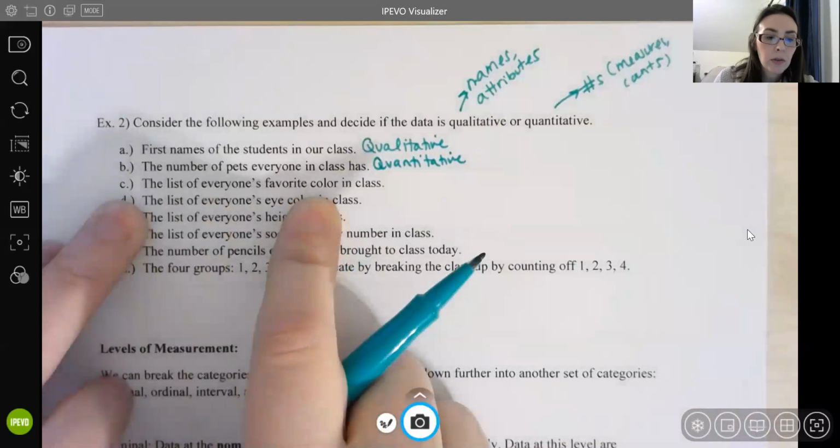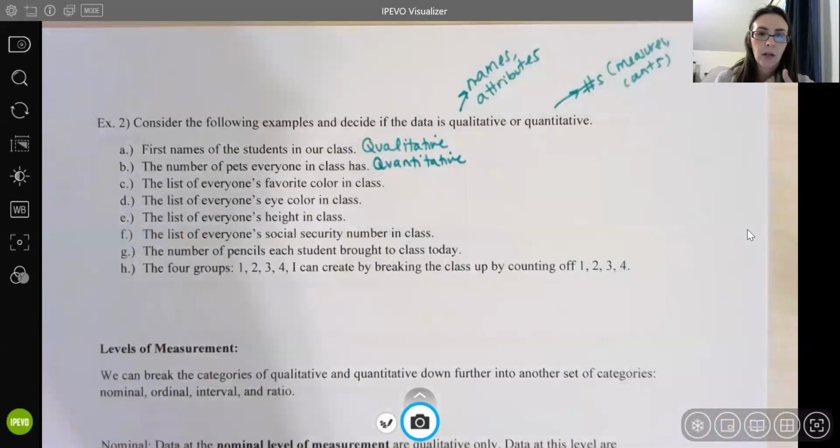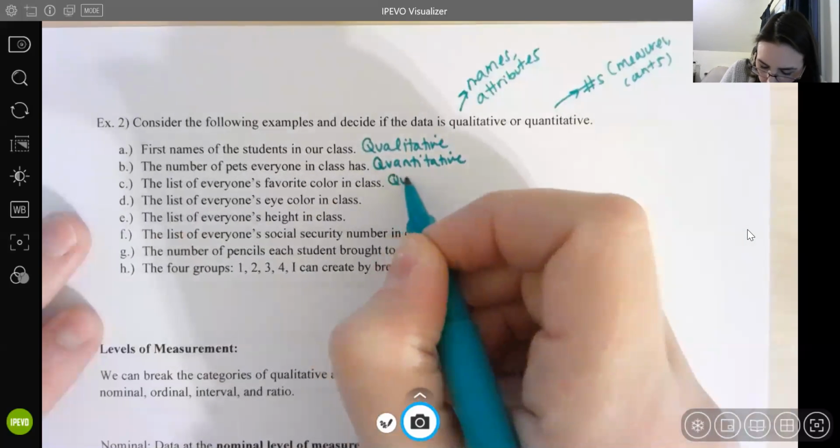Everyone's favorite color. So I mentioned this one already, right? Colors are not numbers. If something is not a number, it's automatically qualitative. So this is qualitative.